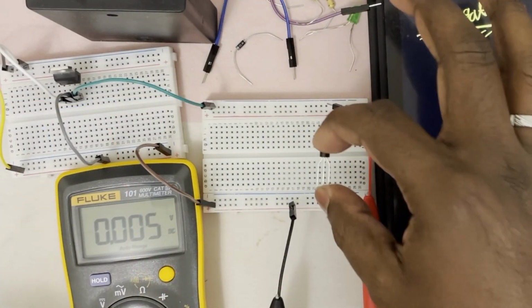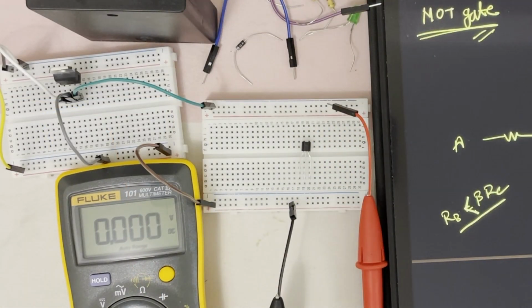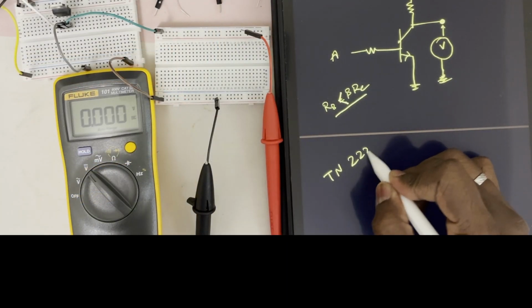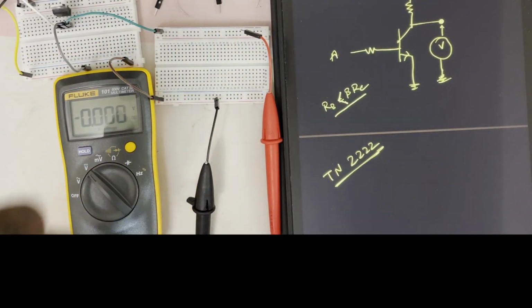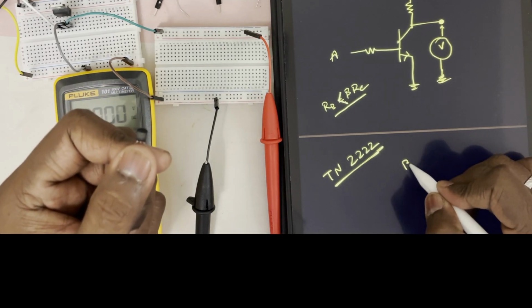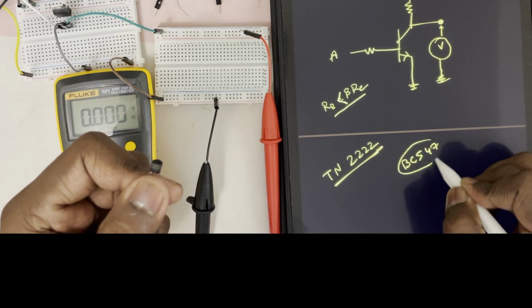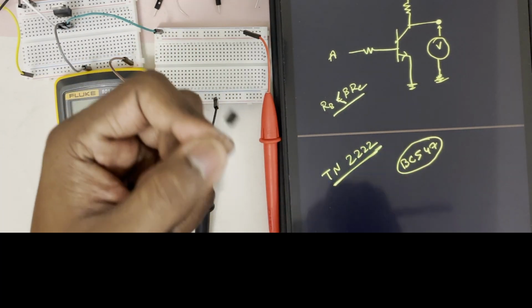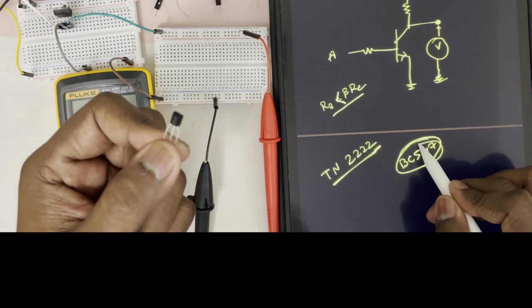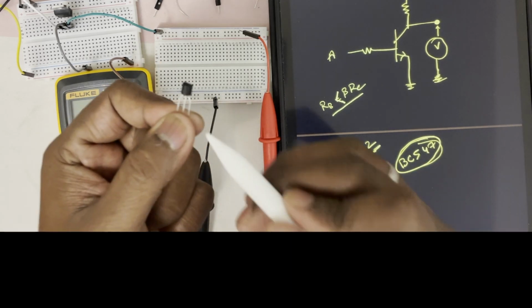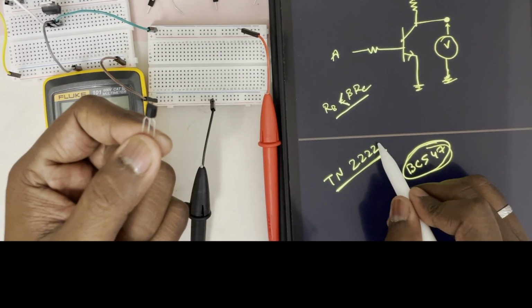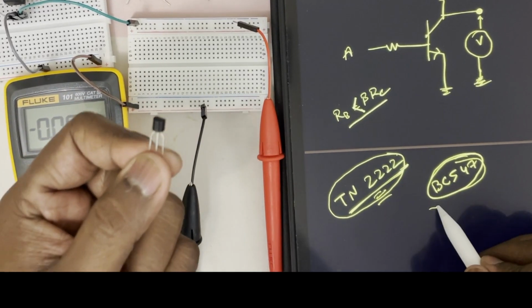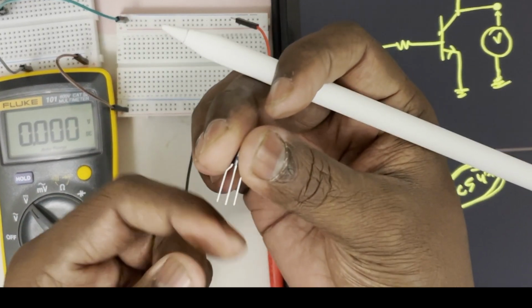Here I have a transistor, this one. Here I take TN2222. In your examination you will get the transistor BC547. Both the transistors look similar, but here in Taiwan I didn't get BC547. That's why I just take the similar looking transistor with a similar kind of beta, TN2222. What is the difference between these two transistors? The only difference is the pin configuration.